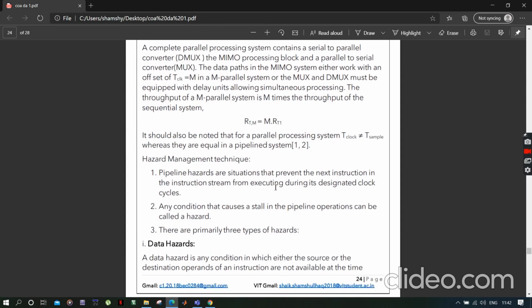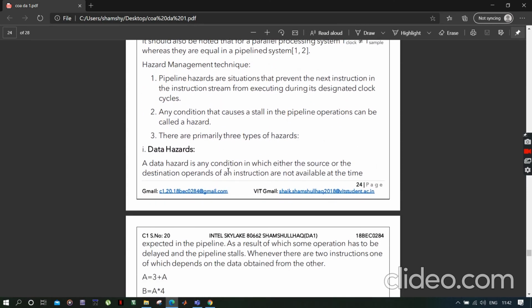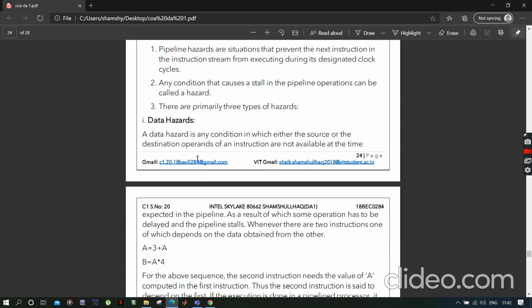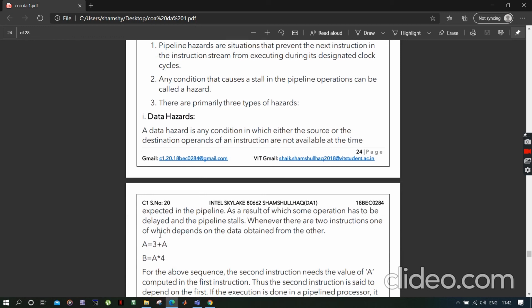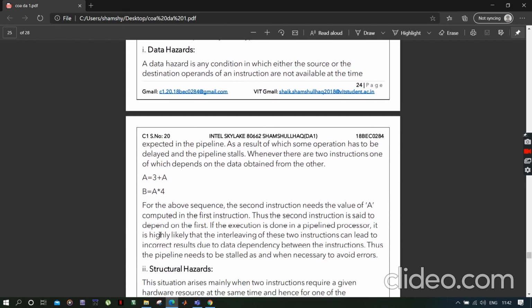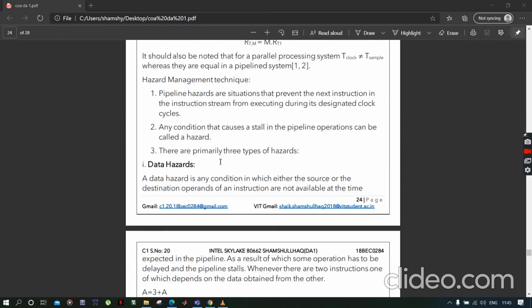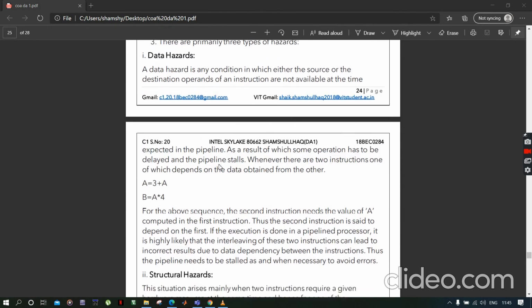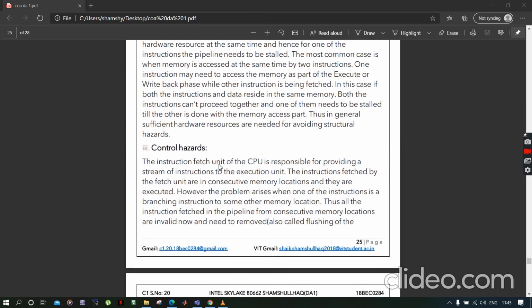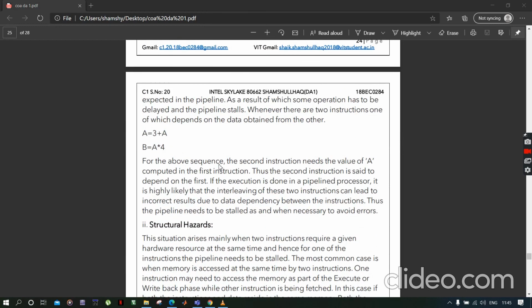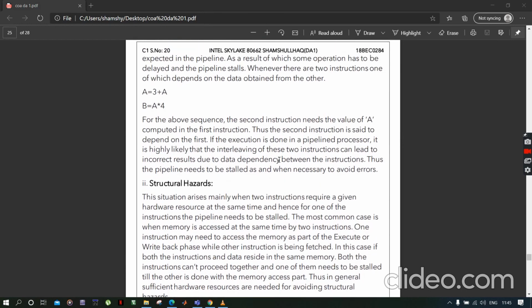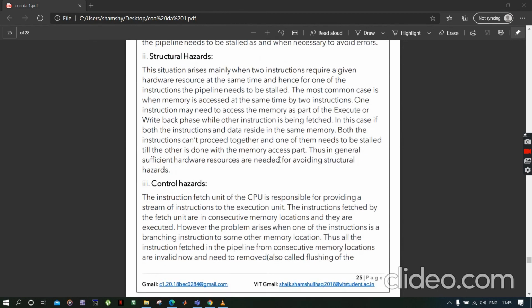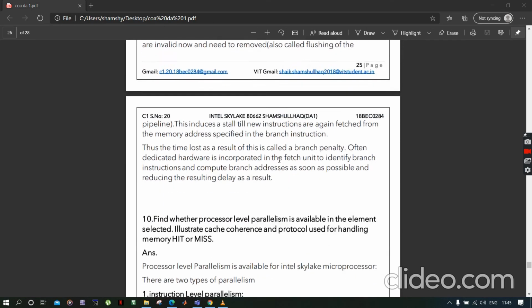And here we come to data hazards. A data hazard is any condition in which either the source or the destination operands of an instruction are not available at the time expected in the pipeline, as a result of which hazard management techniques are needed. There are basically three types of hazards: data hazards, structural hazards, and control hazards. These are the detailed descriptions given here. Just have a look.